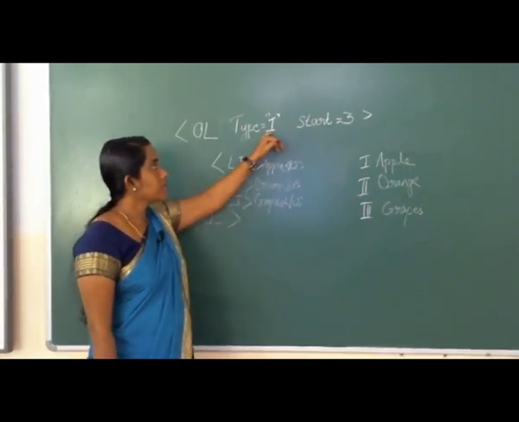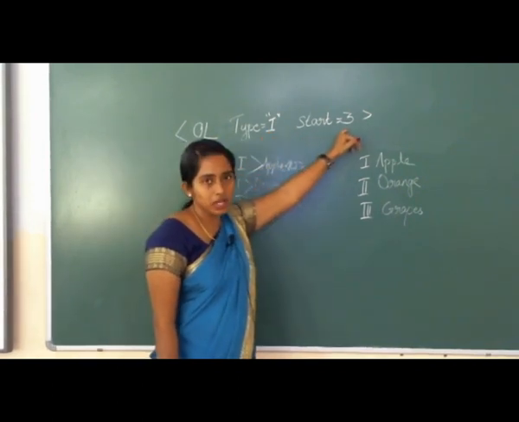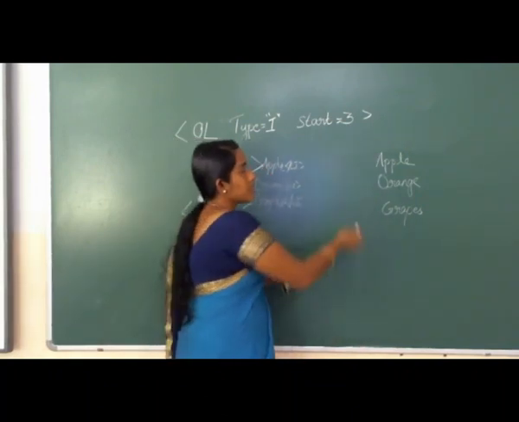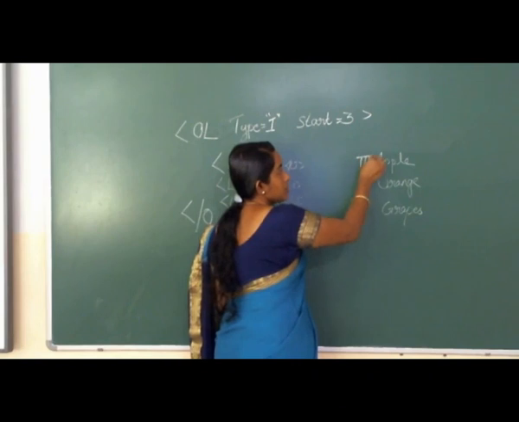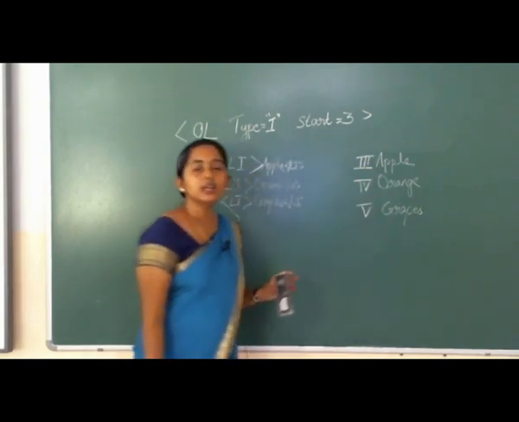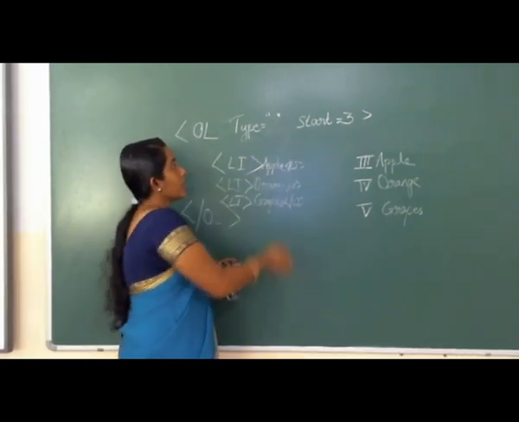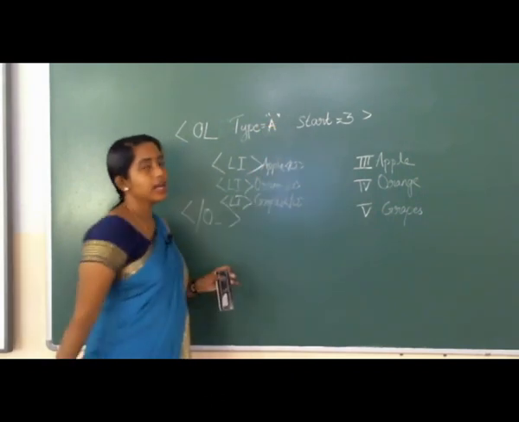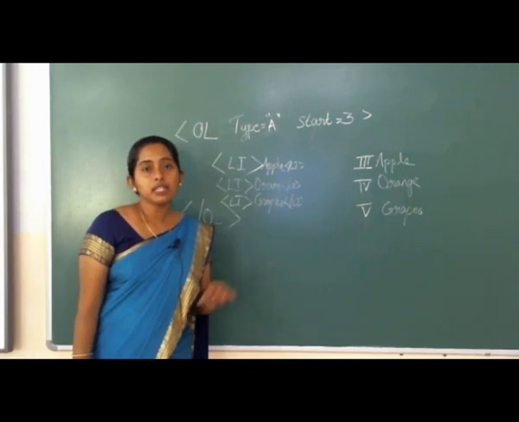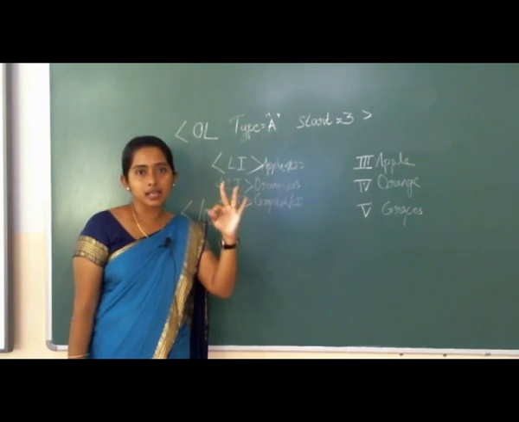So here the type is capital Roman letters, start 3. Then what will happen? From the third number onwards, the numbering will start. First number will be 3, then 4, then 5, and it will continue like that. Got it? So if I gave capital letter A and start equal to 3, then what will happen? What will be the third letter? A, B, C. Third one is C, isn't it?